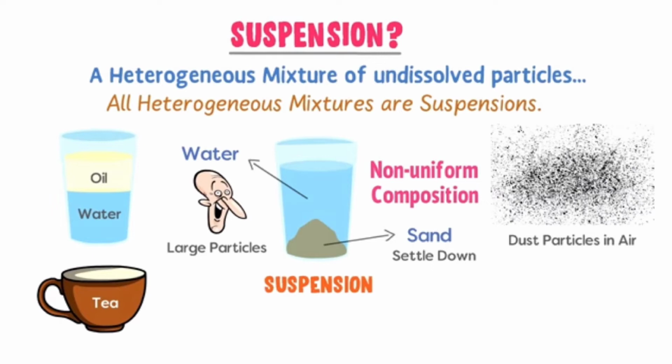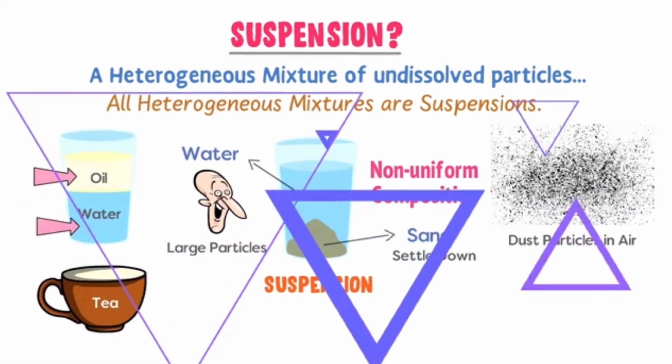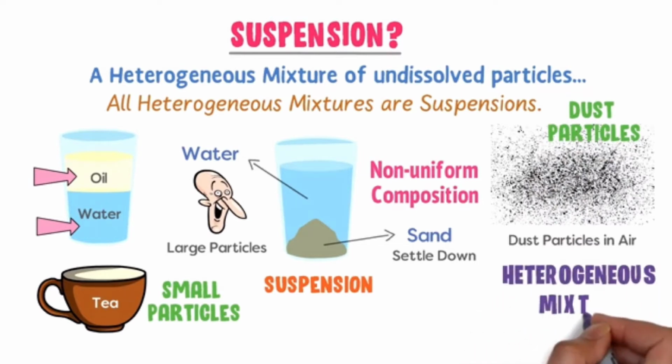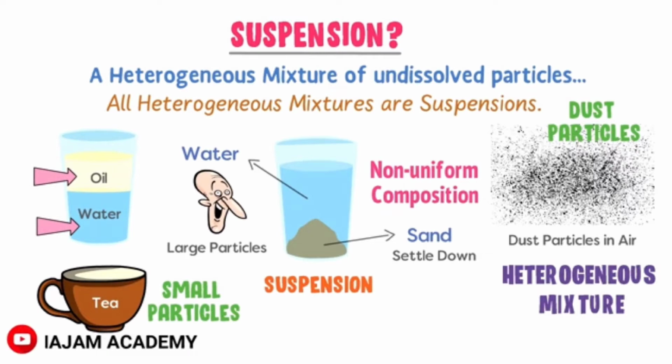In oil plus water, we can spot the layer of oil and the layer of water. In tea, we can spot small particles of tea and a column of liquid, while we can also spot the dust particles in air. Just remember that a suspension is a heterogeneous mixture in which particles are large enough and can be seen with the naked eye.